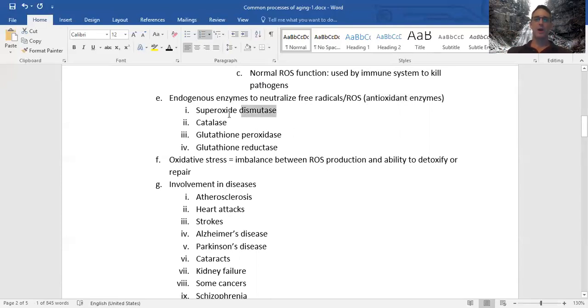All right, so superoxide dismutase, and remember superoxide anion was one of the free radicals. So we know this is the one that's taking care of that. Catalase, which will come up in an article we're going to talk about this week. Glutathione peroxidase and glutathione reductase. I don't know if these are the only ones, but they're certainly the most studied.